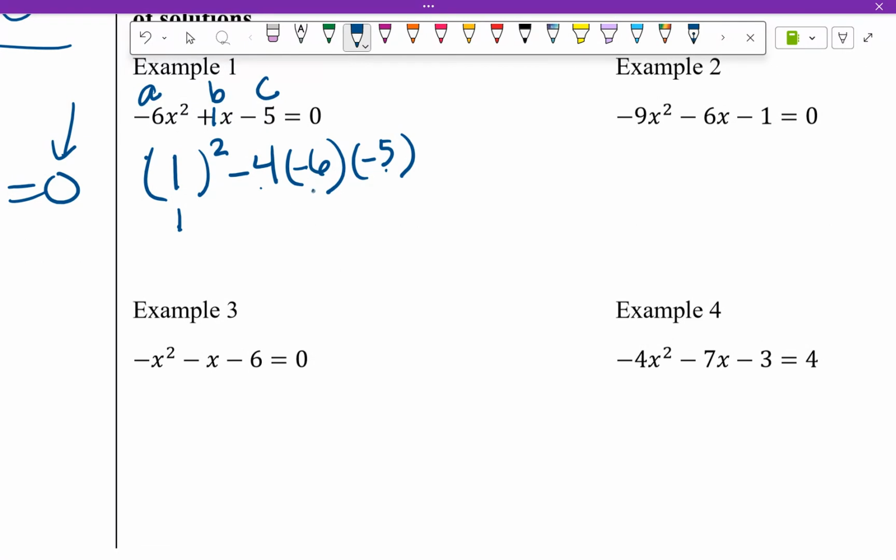20 times -6 is... yeah, right? Why did I do that? Because I got a 0 at the end, and a 0 at the end is easy to multiply. -20 times 6, because all I have to do is multiply the 2 and the 6 together. All right, 1 minus 120. -119 is the value of the discriminant.